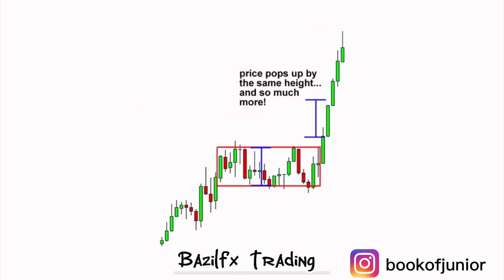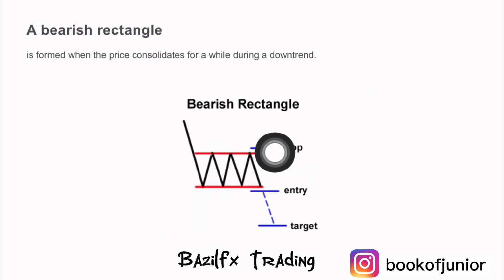So that's our bullish rectangle, and you can always measure the distance in between here and here, the two red lines up here and here, to measure your take profit. Then from there we have the bearish rectangle. So this is formed when price consolidates for a while during a downtrend. So we have price coming in a downtrend like this, then it consolidates for a while.